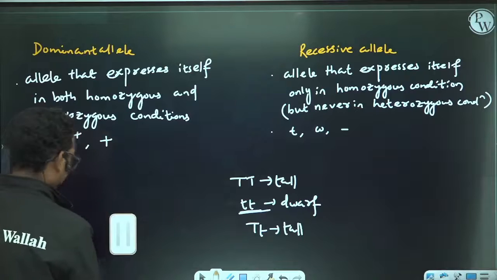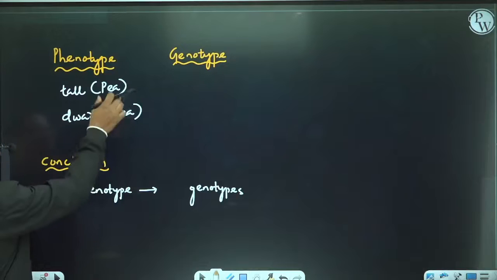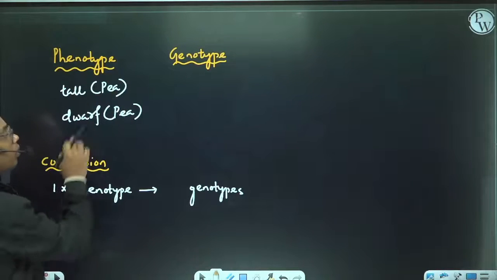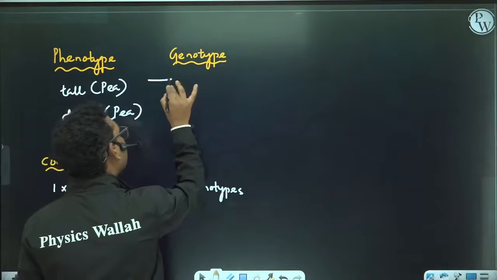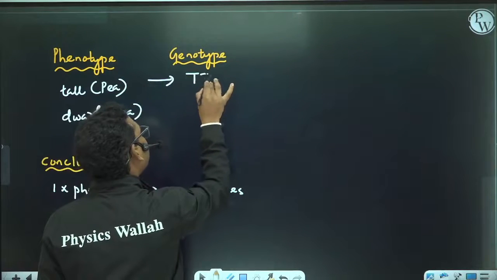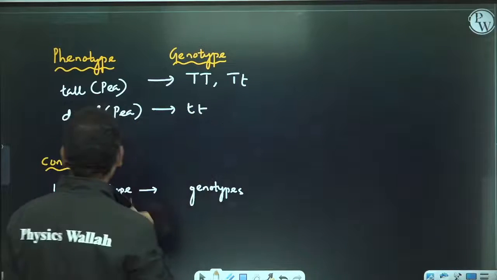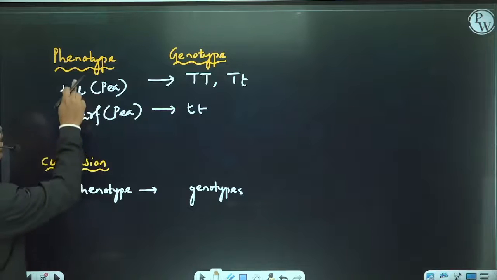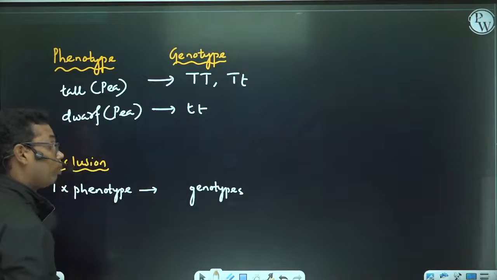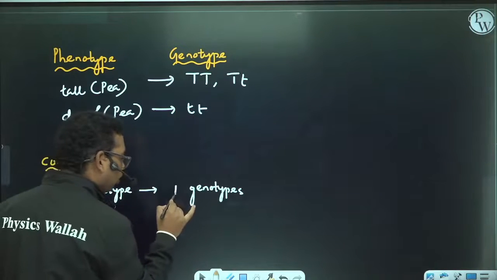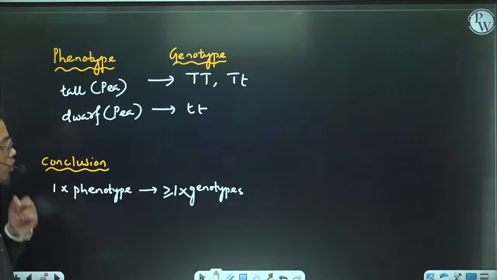Now, phenotype and genotype. If I take the pea plant, tall is a phenotype and dwarf is another phenotype. The genotype for a tall pea plant can be capital T, capital T or capital T, small t. For a dwarf plant, it will be small t, small t. That means I can conclude here that one phenotype can have two genotypes, and another phenotype has only one genotype. So one phenotype may have one or more than one genotype.